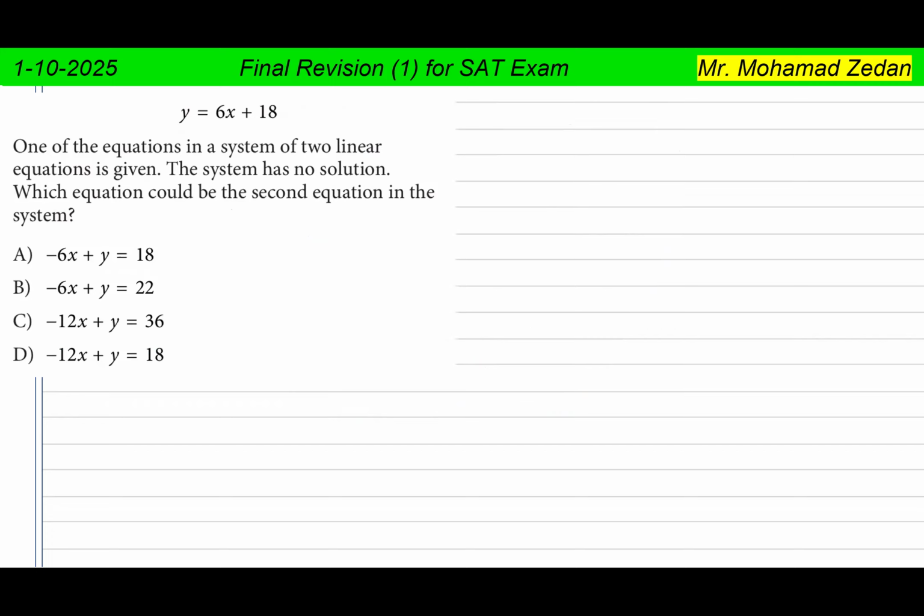Next question, this one. One of the equations in a system of two linear equations is given. The system has no solution. Which equation could be the second equation? System has no solution. You know that the lines are parallel. So you have to select the equation that is parallel to the first one. Who can tell me the equation that is parallel to the first one?